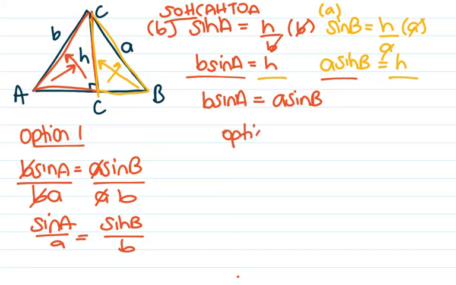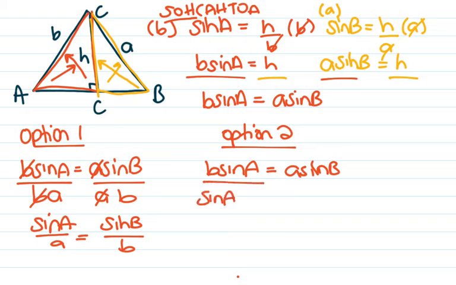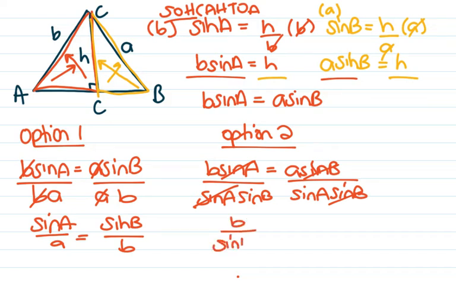Option 2, again, I start with b sine A equals a sine B. But this time, instead of dividing by lowercase a and b, I'm going to divide both sides by sine A, which will cancel out the sine A on the left side. And then I'm going to divide both sides by sine B, which will cancel out the sine B on the right side. And now I'm left with b over sine B equals a over sine A. And this is another way to write the sine law.